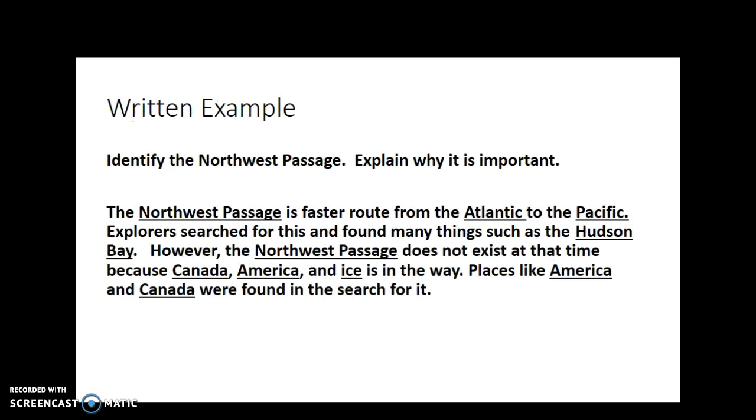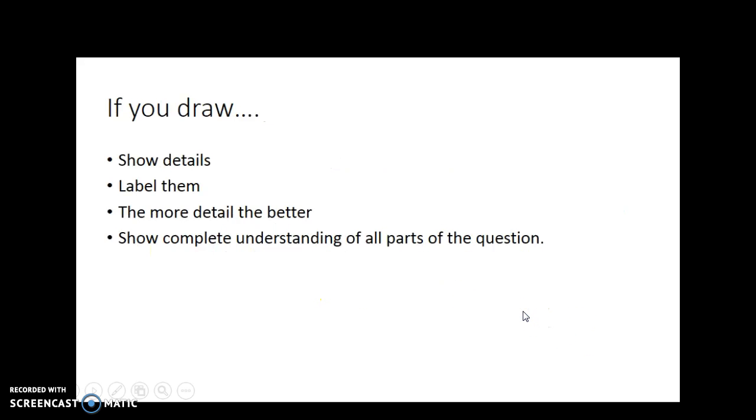Here's a good written example. Identify the Northwest Passage, explain why it's important. You can see that it's in sentence form. You can see the keywords are underlined, and you can see it has plenty of detail. If you decide to draw, make sure you show details. You label them. I won't be grading your art in any way. I'll be looking for your understanding. So make sure you label and show your details, and make sure your answer answers all parts of the question. And if you need to write a sentence or two to clarify, that's probably a good idea as well.